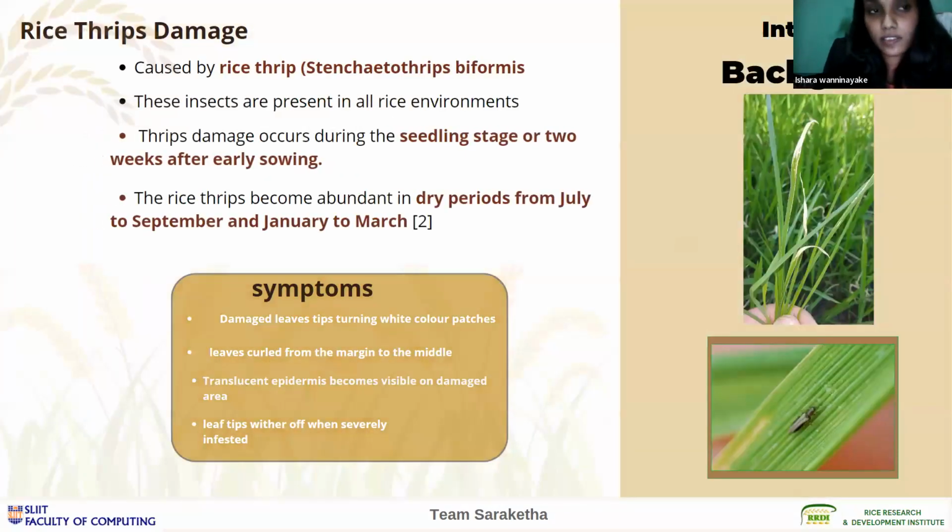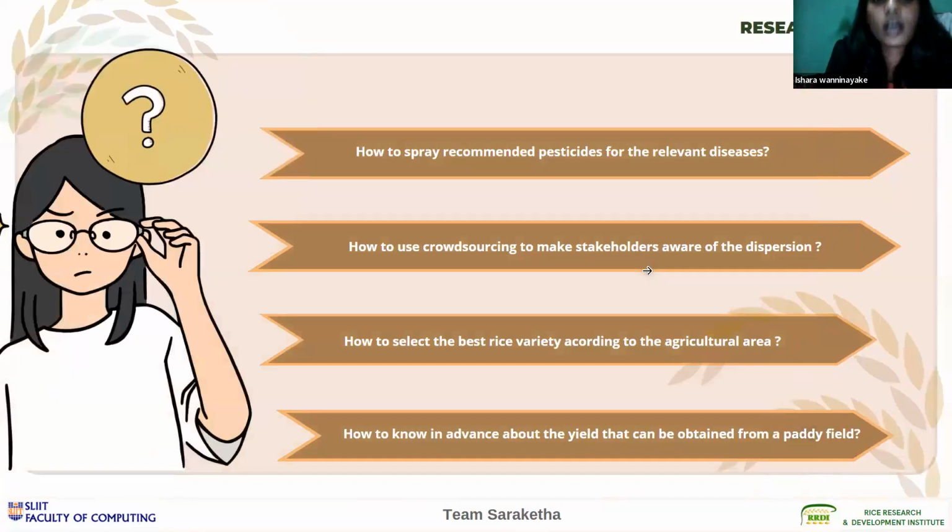The same as rice blast disease, rice thrips damage is one of the most important diseases for the rice industry. Rice thrips damage is caused by the rice thrips, and these insects are present in all rice environments. Thrips damage occurs during the seedling stage or 2 weeks after the early sowing. And these are the symptoms that can occur from rice thrips damage.